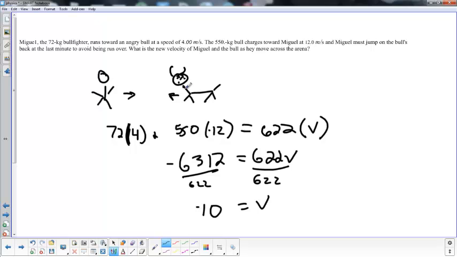So we're going to have this thing with Miguel on the bull going that way at 10 meters per second. So I hope that helps.